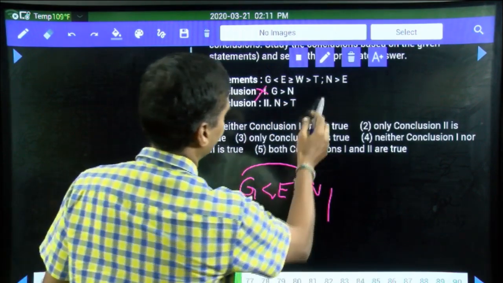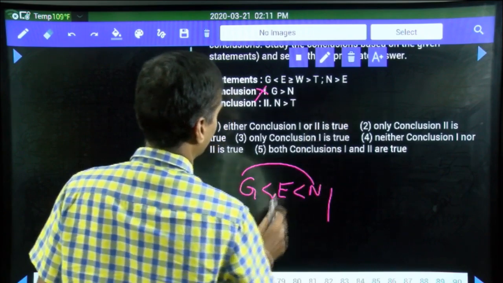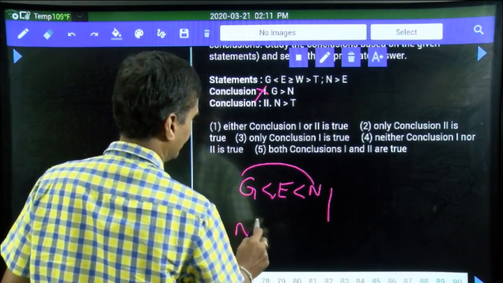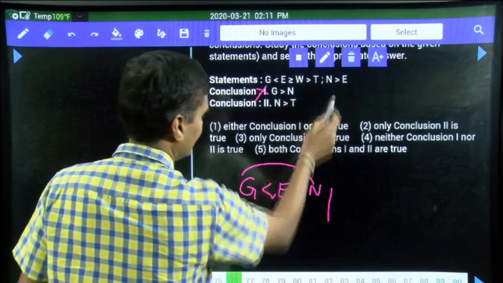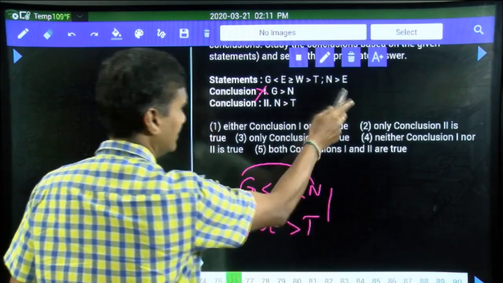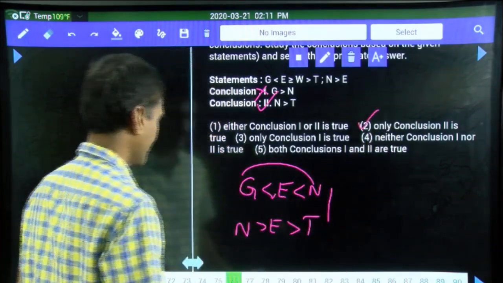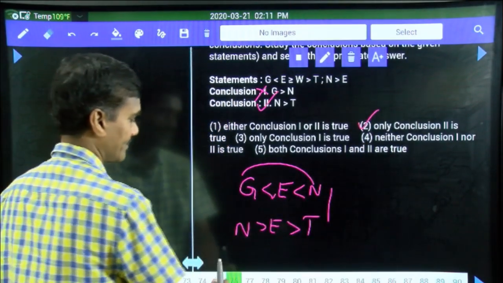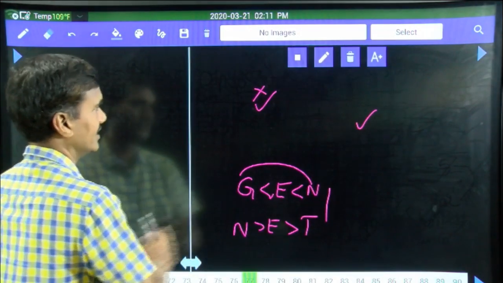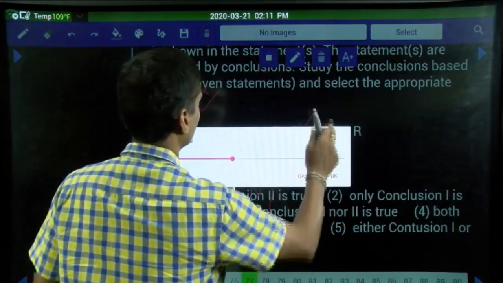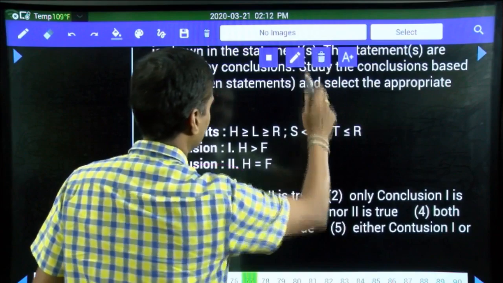Next one N and T. N కి T కి మధ్యలో రిలేషన్ చూడండి. N నుంచి E, N greater than E. E greater than T. N greater than E, E greater than T, N greater than T, definitely true. Only 2 is true, choice 2. 76 choice 2. Clear? Then coming to question number 77. Now in this question number 77 చెప్పండి.